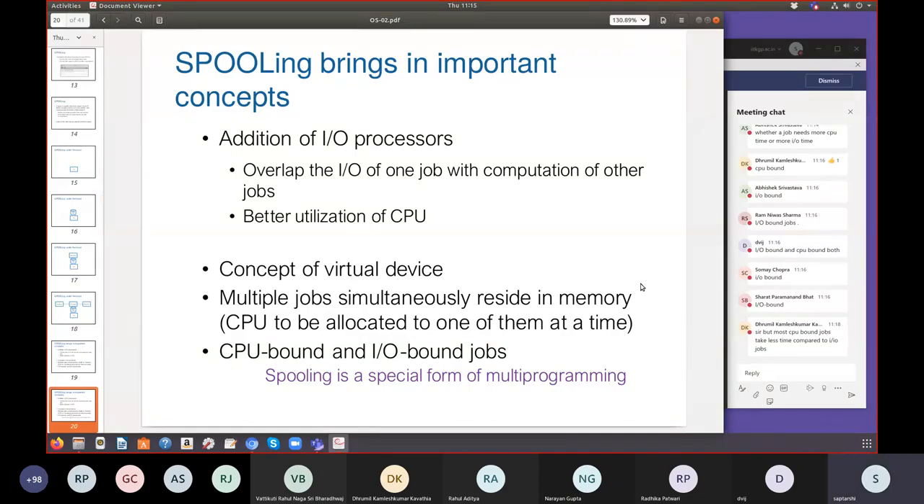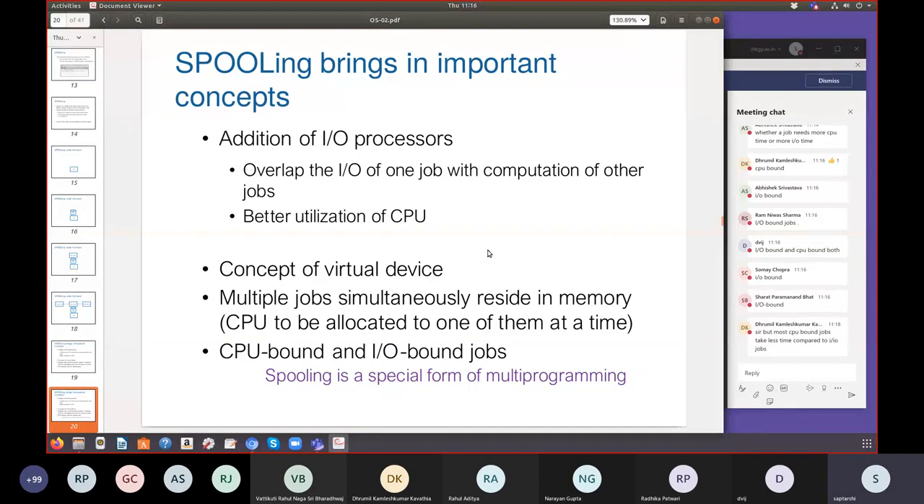Yes, Dhrubil says most CPU bound jobs take less time compared to I/O bound jobs. True. But as I said, if all jobs are CPU bound jobs, then are we getting any advantage by adding things like I/O processor, spool buffer, etc.? And besides, that's not a practical scenario that you will get all CPU bound jobs. It will happen that some jobs will require a lot of I/O, and therefore a good balance is needed.